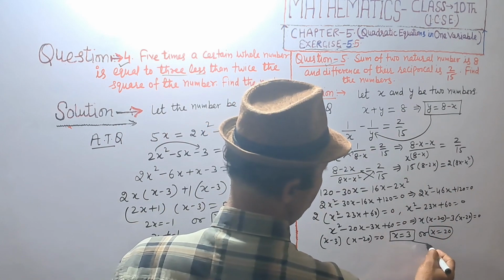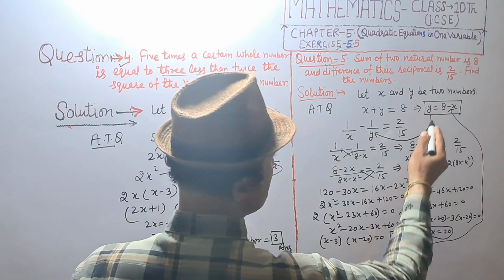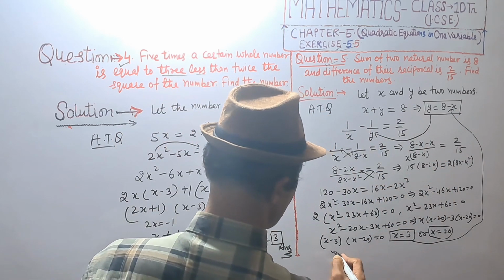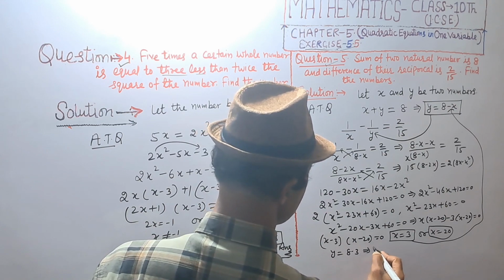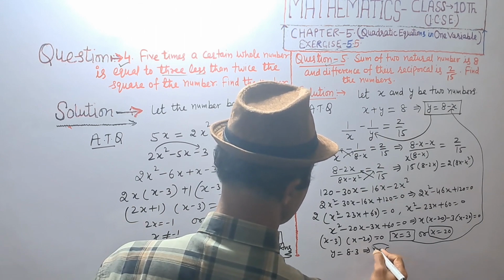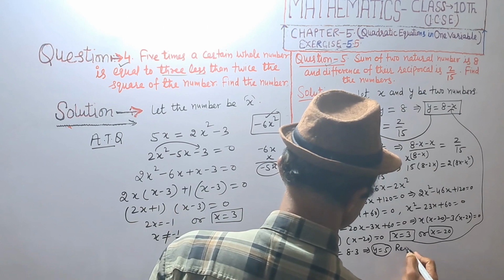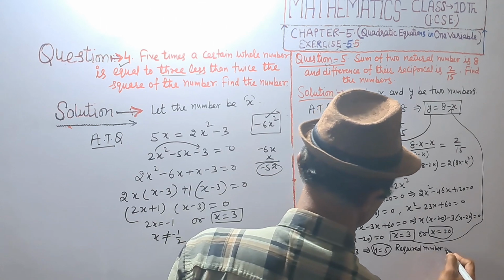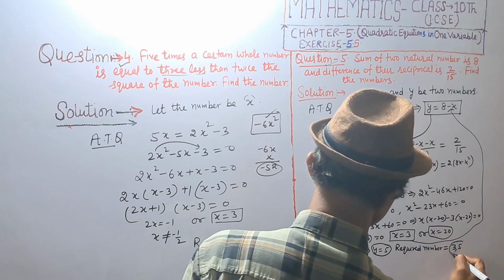and putting the value of x = 3 in this, we get the value of y, that is y = 8 - 3, which implies y = 5. The required numbers are 3 and 5.